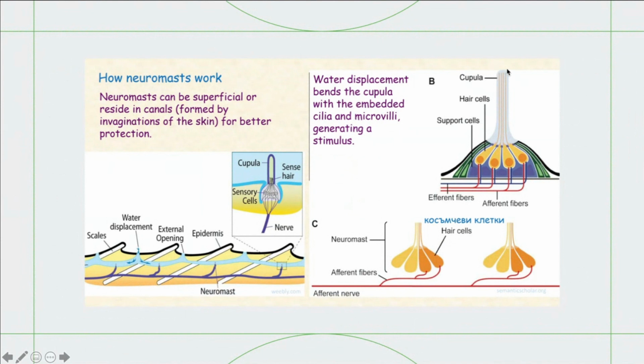Now what essentially happens is that there's going to be some water displacement, and this water displacement is going to bend this structure here called the cupula. And this cupula, inside of it, has got the kinocilium and the stereocilia. Underneath it, right here, this is where the stereocilia and the kinocilium will be, and then there are support cells around them. So the water displacement is going to bend the cupula, and then it's going to cause a slight bending of the hair cells also, and then this is going to generate the stimulus.